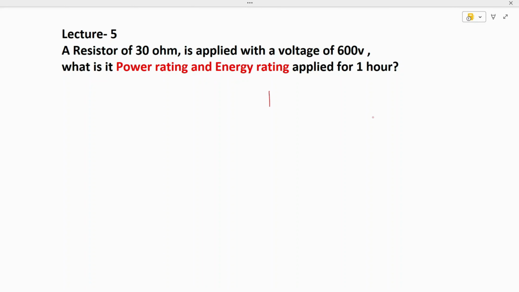So he's saying that he's having a battery with an operating voltage of 600 volts, and we need to find out the current, and he's saying that he's having a resistor. The power rating of the resistor we need to find out, and the energy rating of this resistor we need to find out whenever it is operated for a time of 1 hour. Okay, this is the data given to us, and the value of this resistor is given as 30 ohms.